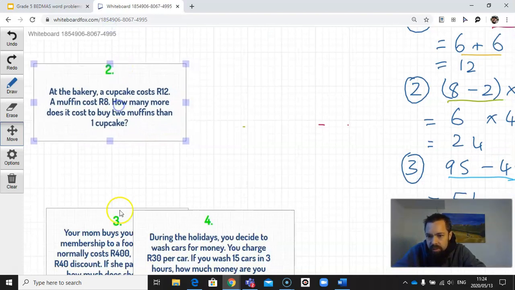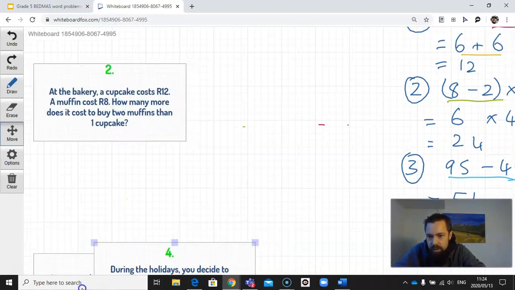Here we go. I'm going to have to squish these down a bit. All right. At a bakery, a cupcake costs 12 Rand. I suppose that's important. So cupcake is 12 Rand. A muffin is 8 Rand. And what we want to work out is how much more it costs to buy 2 muffins than 1 cupcake.